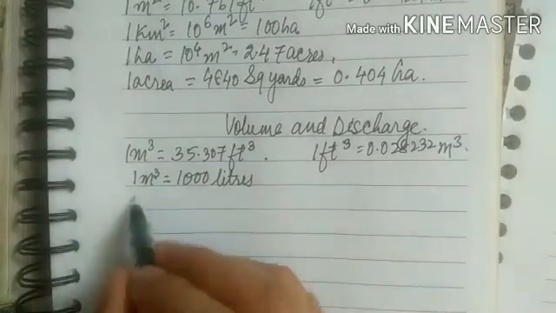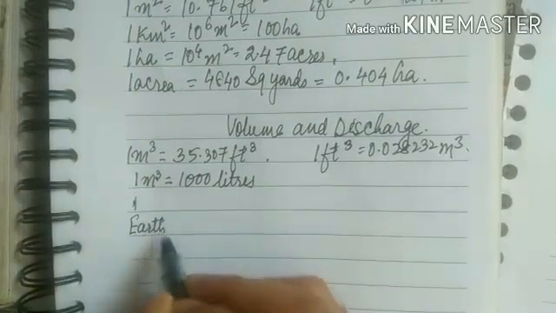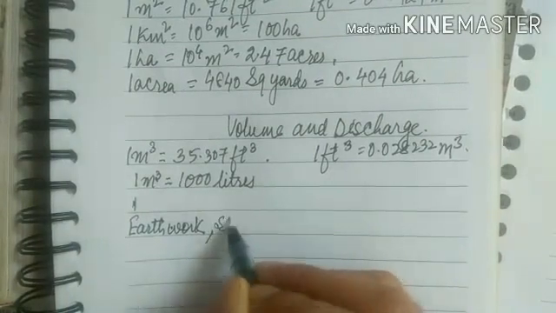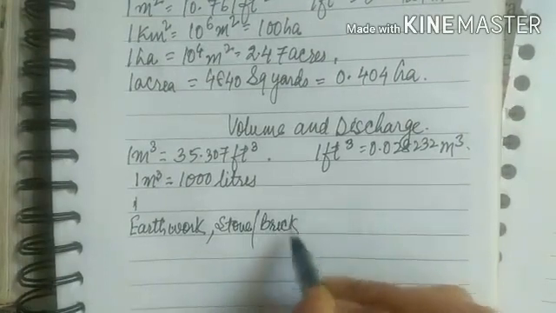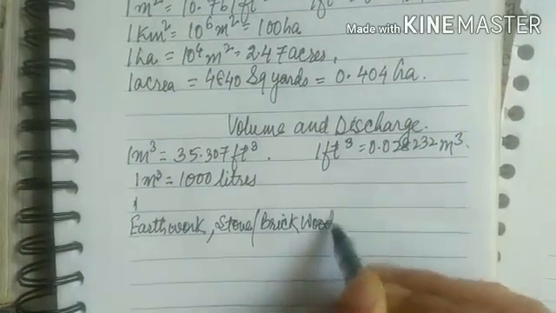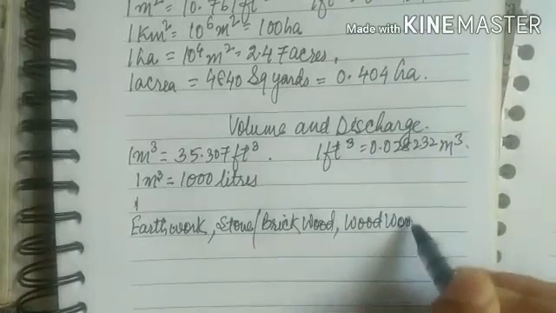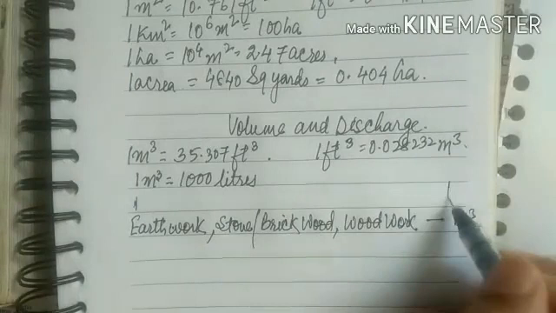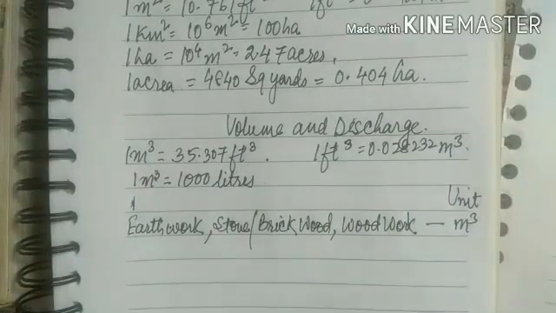Basically, I will take firstly the earthwork, which is the first work we do when we construct something. Earthwork, stone work and brickwork, woodwork, many works are there. They are all calculated in meter cube. Their unit is meter cube. There is a length, there is a breadth, there is a height in this. That's why it is meter cube.